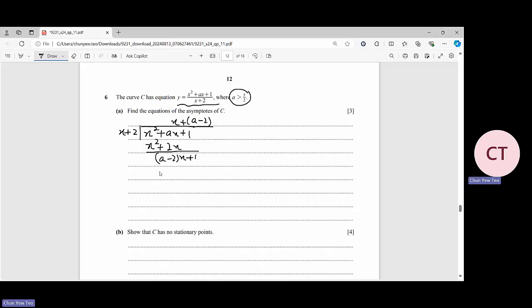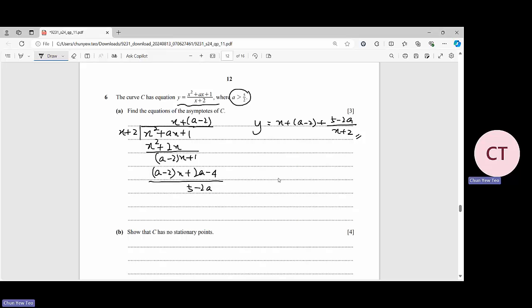And if you multiply a minus 2 inside, then you get 2a minus 4. So this one, you will get 5 minus 2a. So from here, you can change your equation to become x plus a minus 2 plus 5 minus 2a over x plus 2.